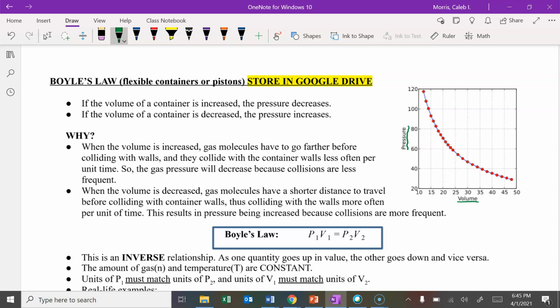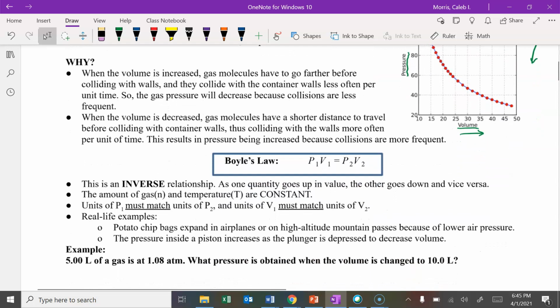And as volume increases going from left to right, the pressure is decreasing. So you can see that as the volume of the container is increased, the pressure decreases, and if the volume of the container decreases, the pressure increases. It's an inverse relationship. We can explain the reason for this in terms of the kinetic molecular theory.